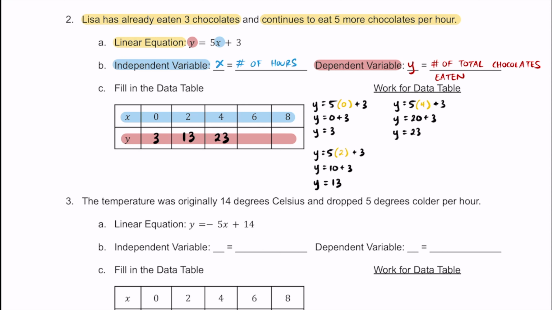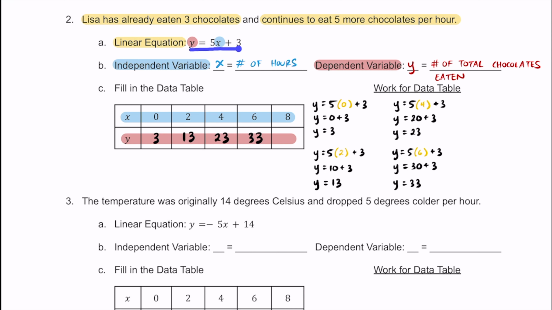Okay. Next, we have another scenario. So we have our equation here, and x is 6. That's going to be 6 hours. Go ahead and substitute that in. So that's going to be y is equal to 5 multiplied by 6. Let's go ahead and say that's going to be 6 of those hours plus 3. So in 6 hours, she's going to eat a total of 30 plus the 3 that she already ate earlier. 30 plus 3, that's going to be a total of 33 chocolates. So in 6 hours, she'll have eaten a total of 33 chocolates.